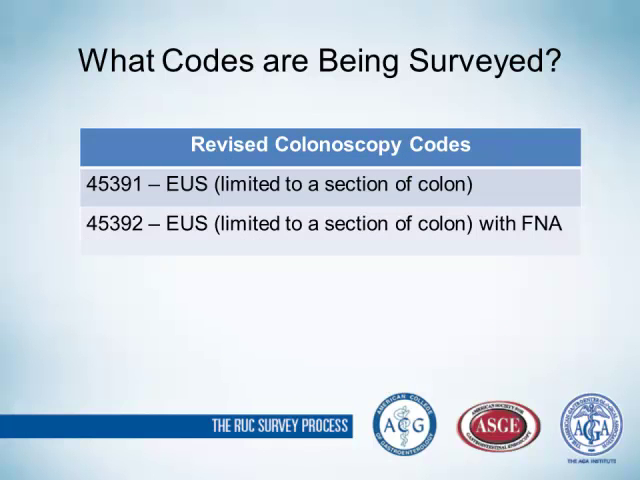There are also several colonoscopy codes that have been revised. On the next slide, you will see the code 45391, colonoscopy with endoscopic ultrasound, has a revision that instructs the individual that this is limited to a sectional colon, and that 4539X2 is colonoscopy with EUS with fine needle aspiration. Again, the EUS is limited to a section of the colon.